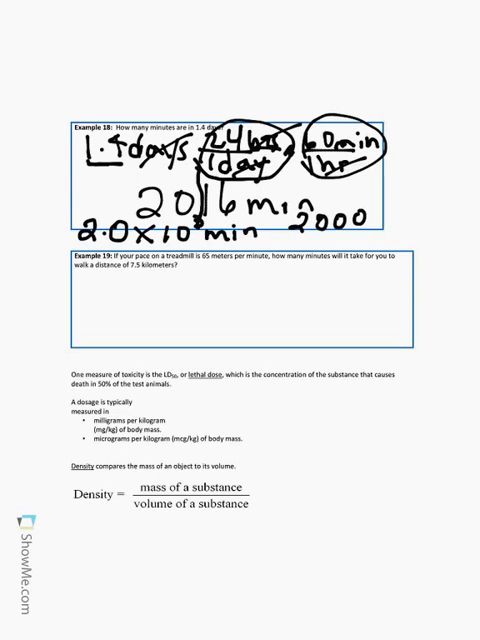Example 19. If your pace on a treadmill is 65 meters per minute, how many minutes will it take you to walk a distance of 7.5 kilometers? So we want to know how long to walk 7.5 kilometers.